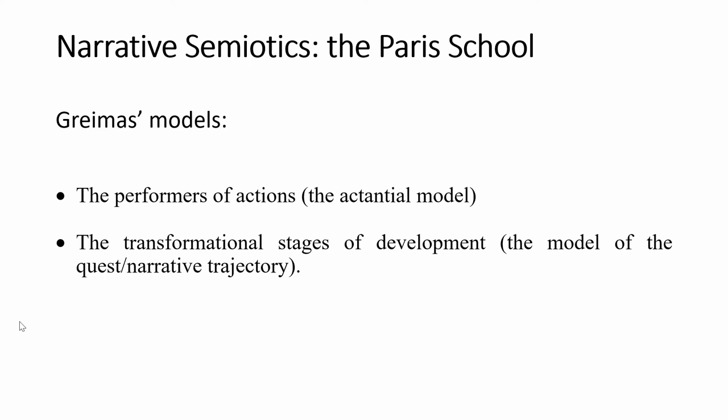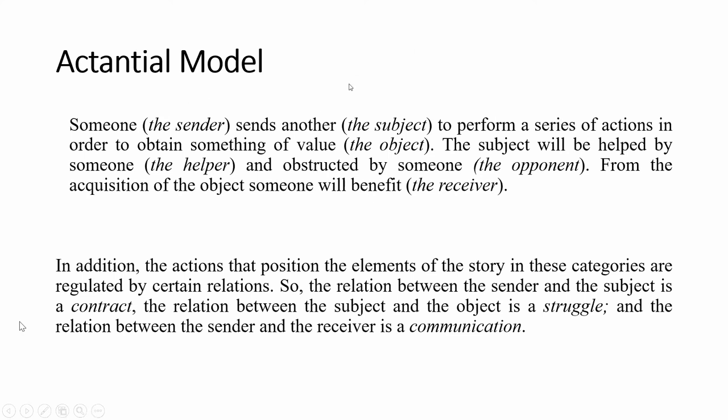The first model is based on actors or on participants, and it also resembles very much the theory suggested by Propp. So within the actantial model, we have the following plot. Someone, the sender, sends another, the subject, to perform a series of actions in order to obtain something of value, the object. The subject will be helped by someone, the helper, and obstructed by someone, the opponent. From the acquisition of the object, someone will benefit, and this beneficiary will be the receiver.